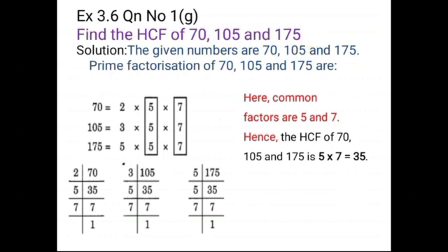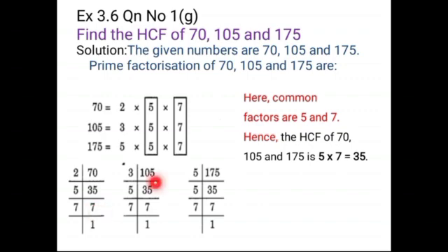To find the HCF of the given group of numbers, we have to find the prime factorization of the given numbers. 70 is divisible by 2, 3 2s are 6, remainder is 1, 10, 5 2s are 10, 35 is divisible by 5, so 7 5s are 35, 1 7 is 7 because 7 is a prime.